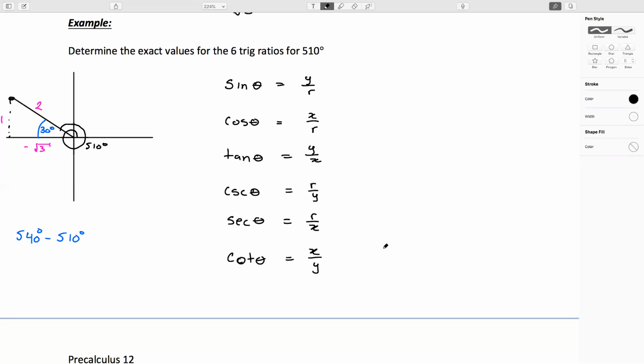And we just plug these in. Y is 1, r is 2. So sine 30 is 1/2. Cos theta is x over r. X is minus root 3, r is 2. So this is negative root 3 over 2. Tan is y over x, which is 1 over negative root 3.